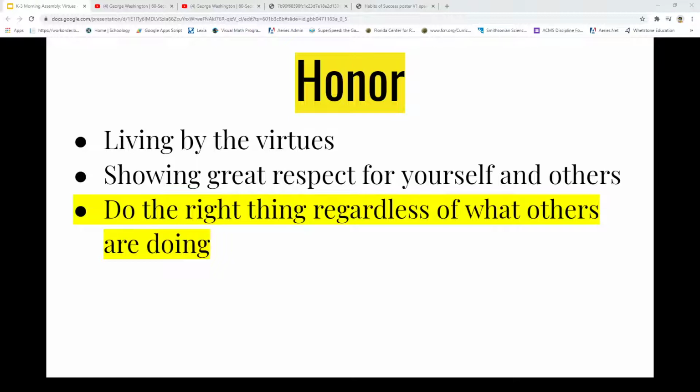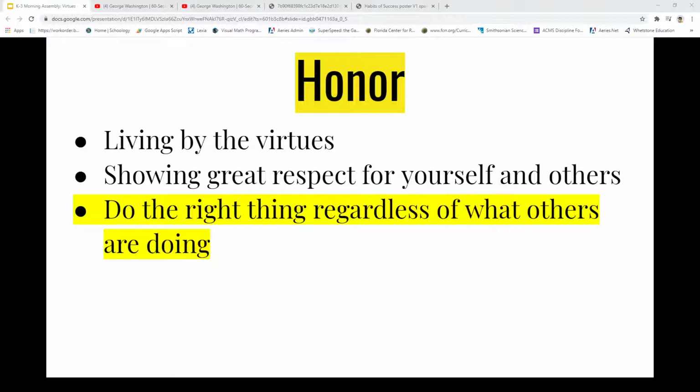Maybe they're walking up the slide instead of going down. You know that's not the right thing to do, and so you decide you're not going to do that, even though it looks fun. So you do the right thing regardless of what others are doing. And that's a decision that you have to make for yourself for how you show honor. You show honor to the yard duty when you make the right decision. You show honor to your teachers who help you set the rules.